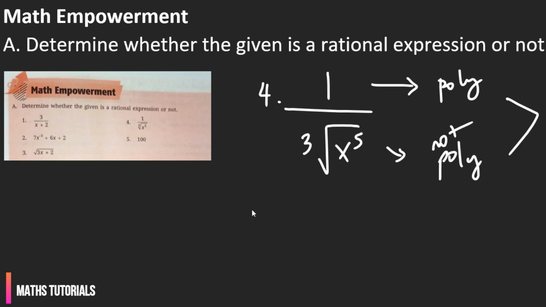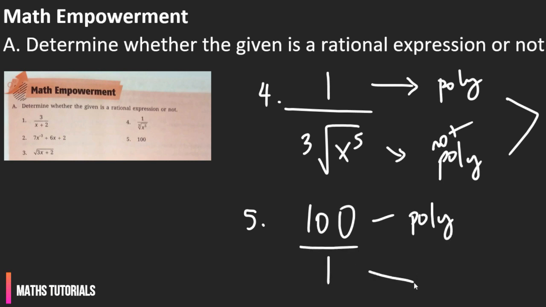So last, number 5, we have here a whole number, which is 100. We know that a constant is considered a polynomial, and we can also express 100 as 100 over 1, where 1 is also considered a polynomial. Therefore, we can say that the two parts of this expression are both polynomials. Then we can consider 100 as a rational expression.